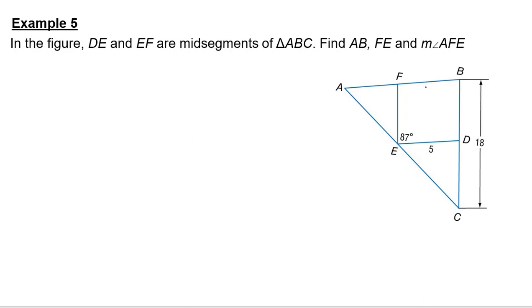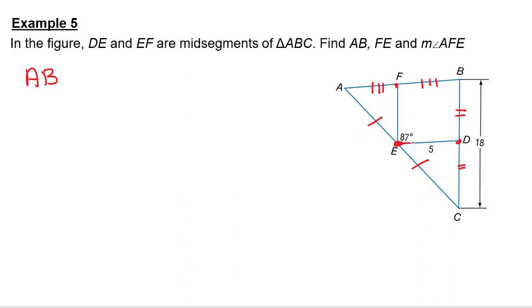In the figure, DE is a midsegment. So this is a midpoint. This is a midpoint. I'm going to mark that equals. So that's equal to that. That's equal to that. And EF is a midsegment. So those are equal. Find AB, FE, and angle AFE.